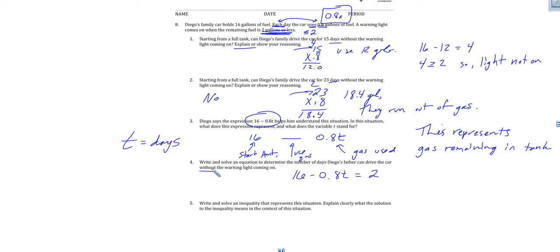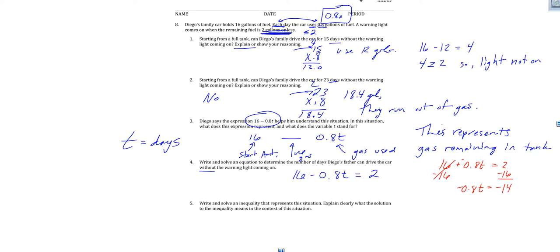So we have written it. Now we need to solve it. So we're going to solve it over here. 16 minus 8/10 t equals 2. We're going to treat this 8/10 t by adding a negative. We're going to treat it like it's a negative 8/10. That way we can clearly see the 16 needs to be subtracted from both sides. And that leaves us with a negative 8/10 t equals their difference, which is negative 14.